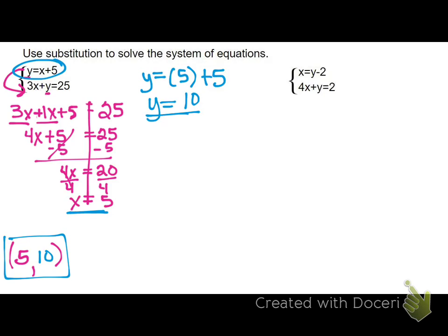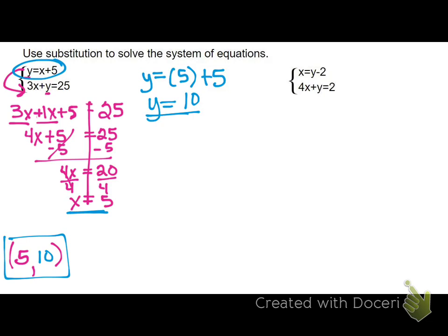So this one, let's look at our second system. Read it. It's x equals y minus 2, and then our second equation is 4x plus y equals 2. Our goal is to find out what x and y equal. Ben, do you have an idea? Okay, I'm gonna try to solve it.